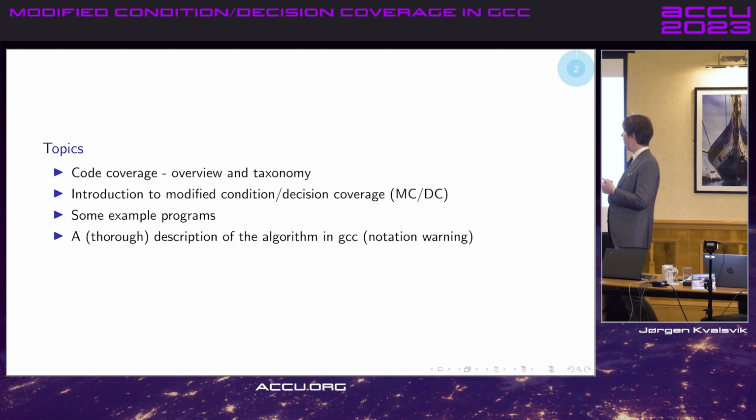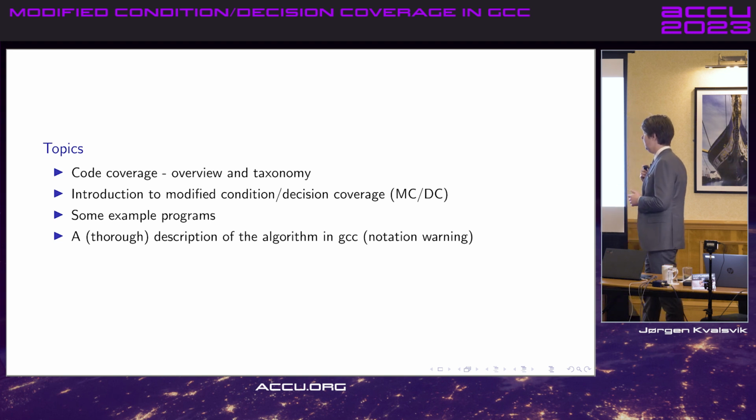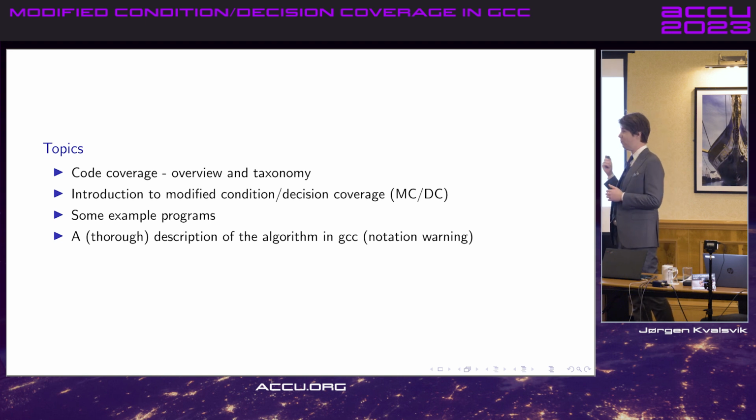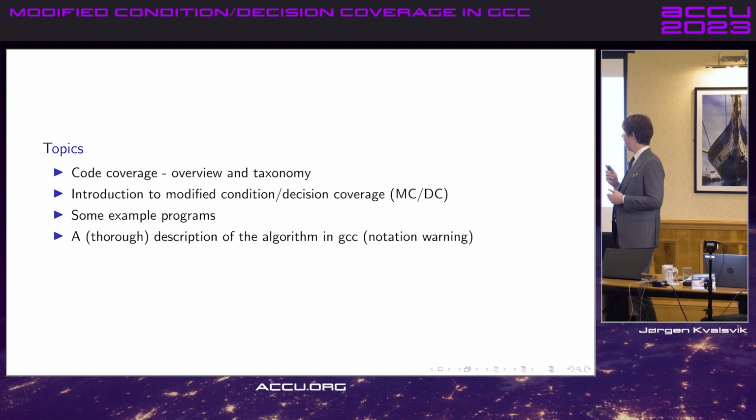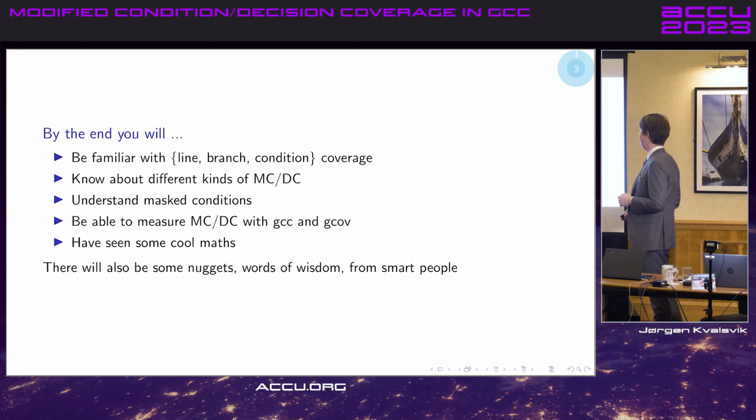So we have a few topics that we'll go over. We'll go over just general code coverage for those not in the loop, a brief overview and a taxonomy. We'll introduce modified condition decision coverage. This is probably the last time I'm going to say the full thing, and I'm going to keep it to MCDC, which is the acronym, which is almost as bad as the name itself. We'll look at some programs, and assuming we have the time, a thorough description of the algorithm that powers the implementation in GCC. There's a notation warning for that. If you were at the Maths is Fun talk or have some basic idea of set theory, this should be all right. If not, I apologize.